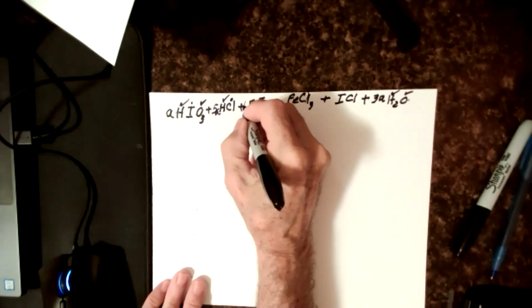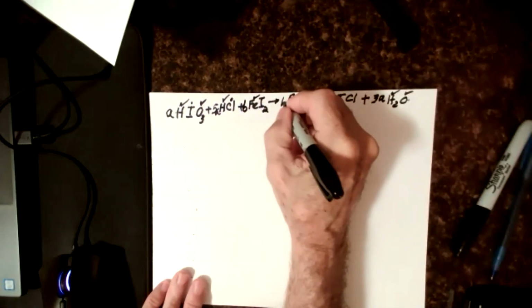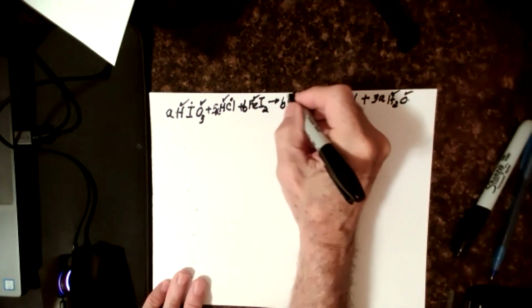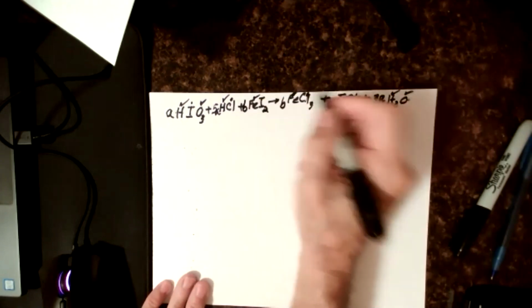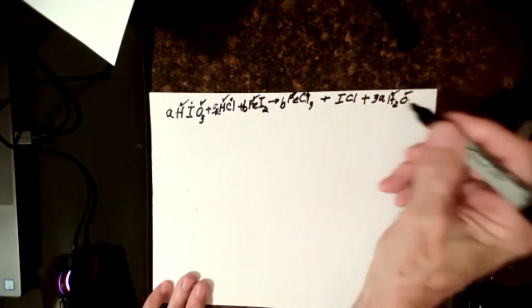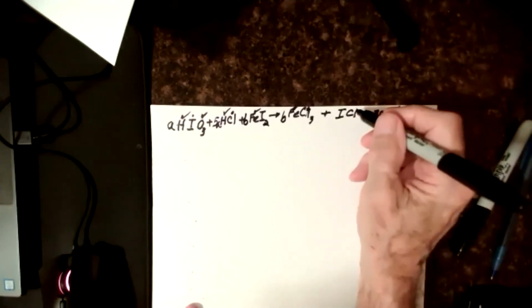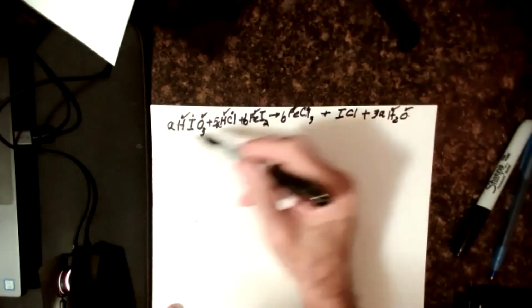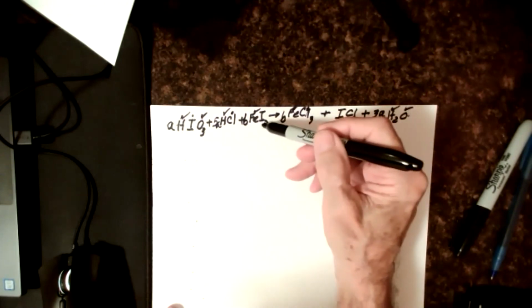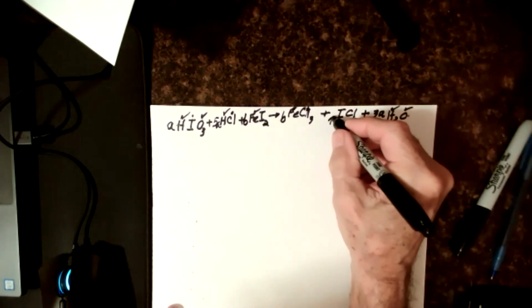So I put a B there to balance iron on this side. That means I need a B right there to balance iron on this side. So the iron is balanced, and chlorine is set up. I need just this one coefficient. So let's see, can I figure out what that coefficient would be? Let's look at iodine. I've got A iodines from here, and I've got 2B from here. So I need a coefficient here of A plus 2B.